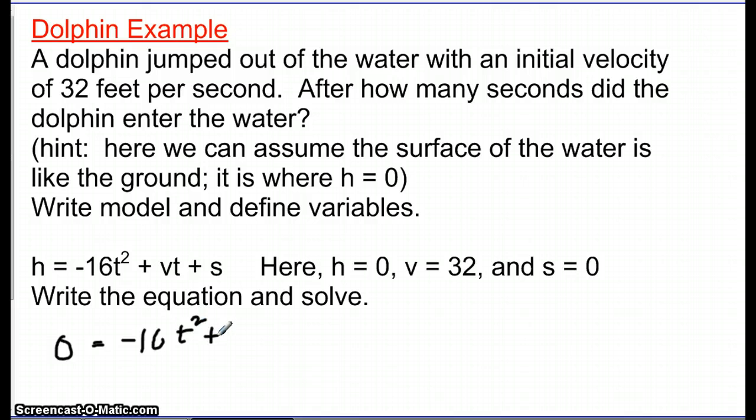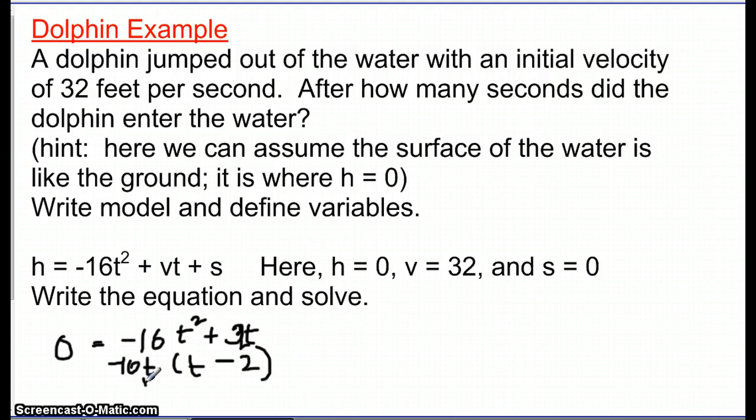plus 32t. The s is 0, right? Remove your common factors. This is a 16. We're going to remove negative 16 and a t. That means our first term now becomes t. That's a 32. We're going to remove the negative 16, which means it's minus 2.